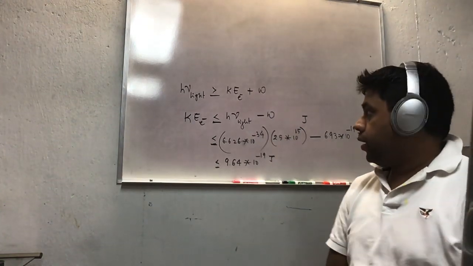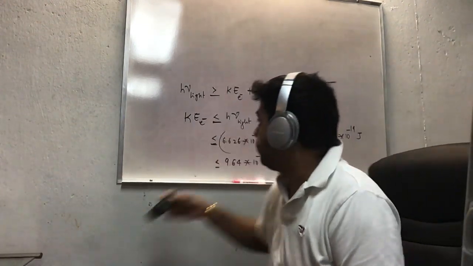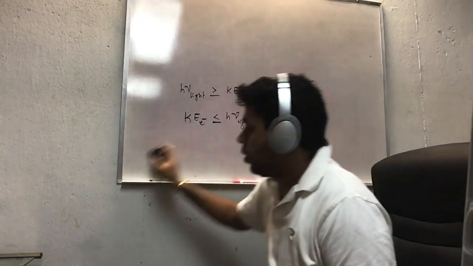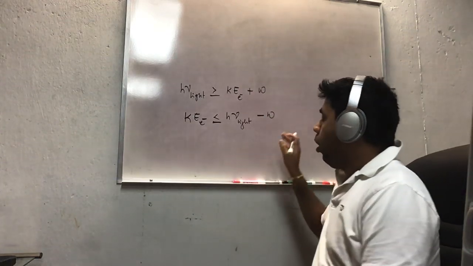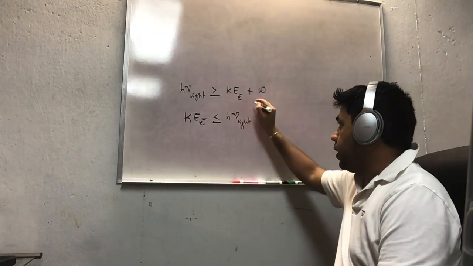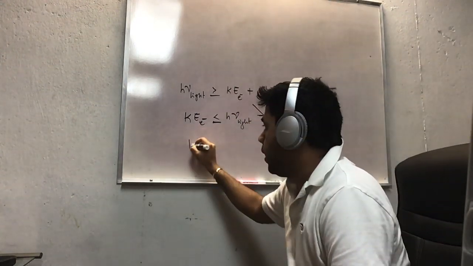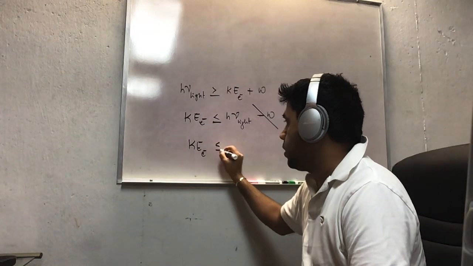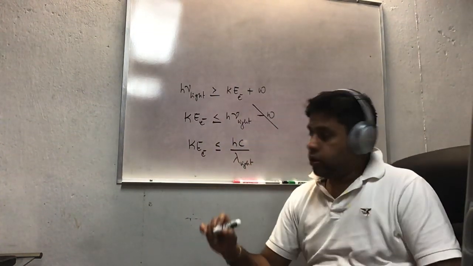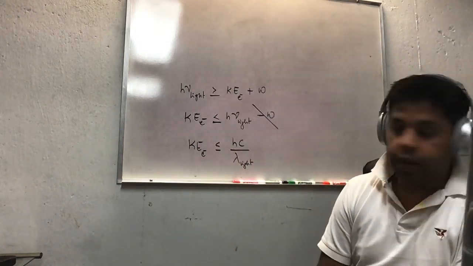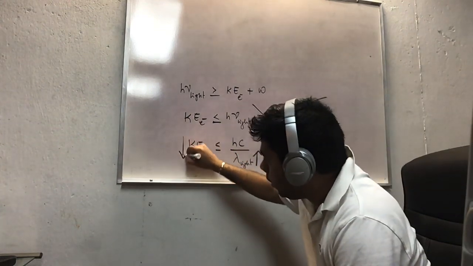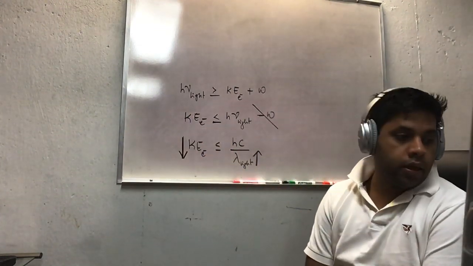Okay. All right. So look at this equation here. All of them, we are dealing with the same work function. So let's take this out for a second. So kinetic energy of the electron is less than or equal to hc over lambda of the light, because we are looking at the wavelength. So there is an inverse relationship here. As the wavelength of the light increases, the kinetic energy of the electron decreases.